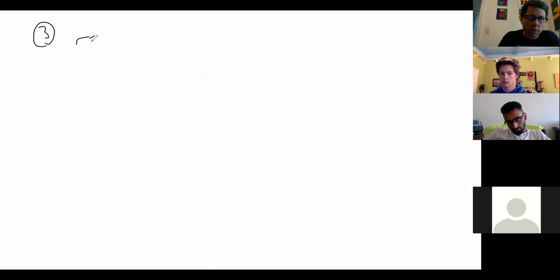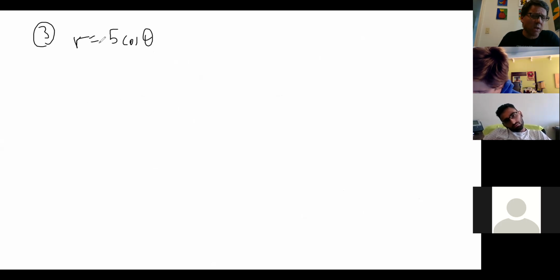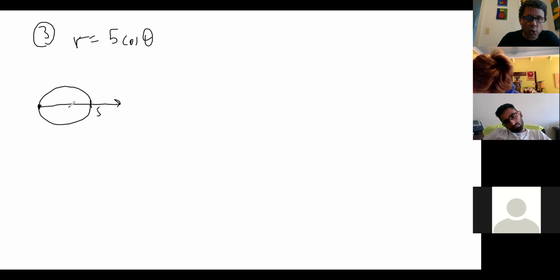3, r equals 5 cosine theta. We did one, we may have even done this one, or certainly one that was really close to it. And it's just a circle. The radius is 2.5 because this is the full diameter to get 5.